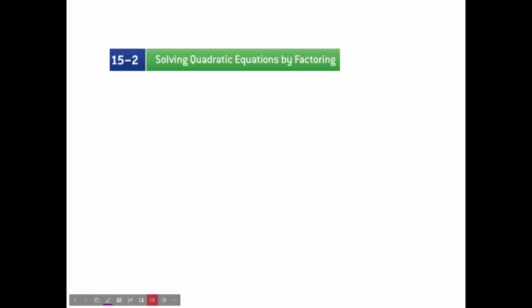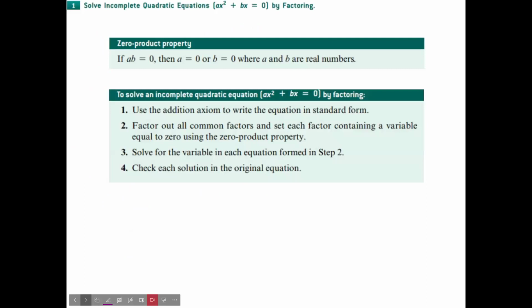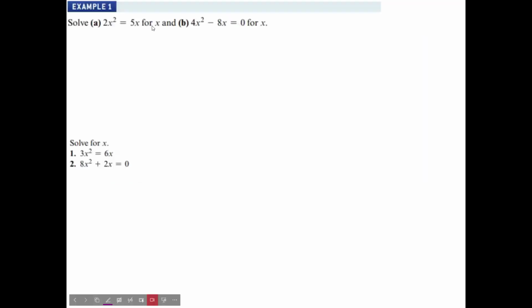Okay, so the next step is solving quadratic equations by factoring. The zero product property is a very important part. So if you have a product A times B equals 0, then either A equals 0 or B equals 0. And we have to check both, are they 0 or not, right? So remember we factored trinomials. So for the solutions, we need to make each of the factor terms equal 0. So let's do it.